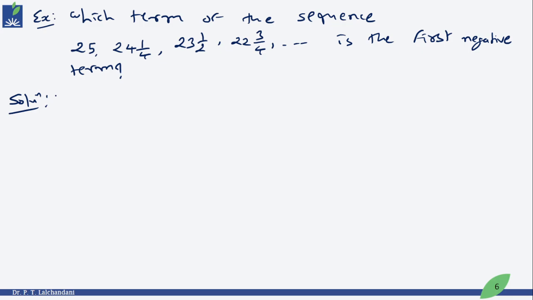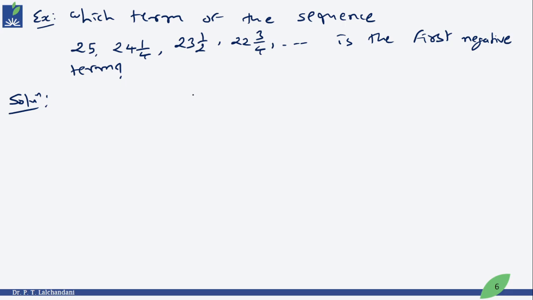Okay, so this one is a little bit different example. Here we are given a sequence. You can observe that the values of the terms are decreasing. Here it is 24, this is 24 point something, this is 23.5, 22 point something, and so on. That means the values are decreasing. So it may happen that after a certain stage, the values will be less than zero, because this is a sequence of infinite terms and the values are decreasing. So after a certain stage, all the values will be negative. So our question is to find out which term will be the first negative term.